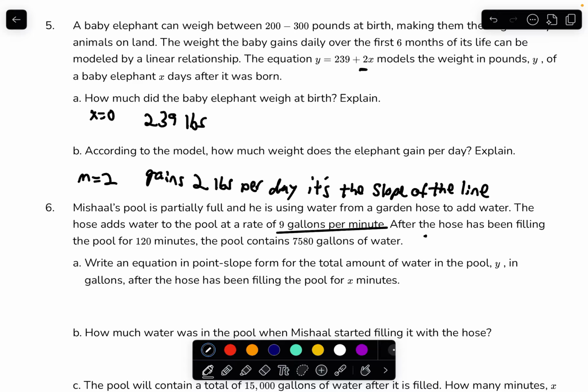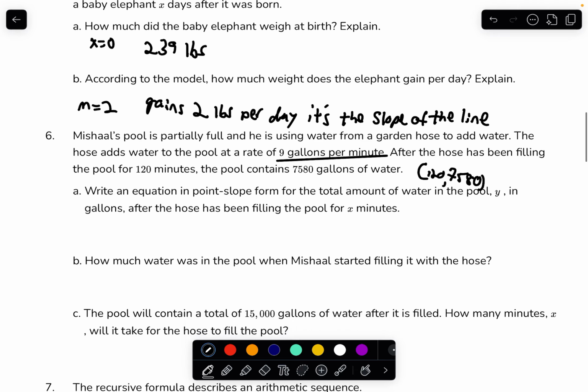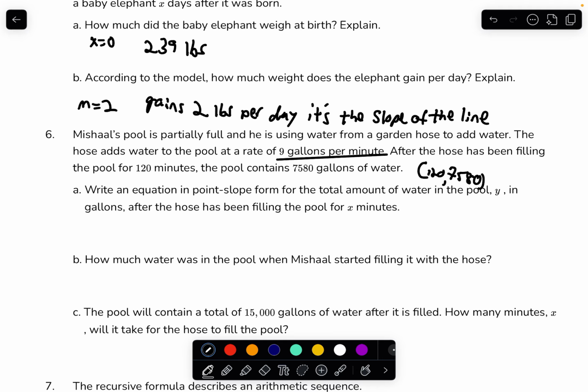So that's an ordered pair. So they give you a point. They said 120 minutes, and the y value would be 7,580. Okay? So we have a point and we have a slope. Write the equation in point-slope form. So this would be y equals 7580, that's y1. Remember, y1 is just the y value of the point given, plus 9 times x minus 120.